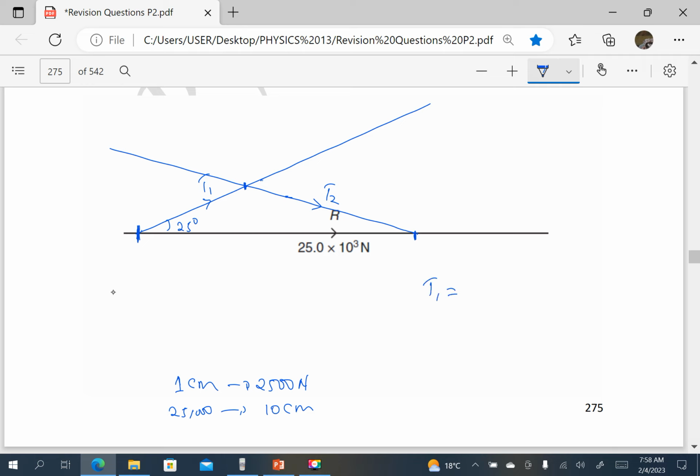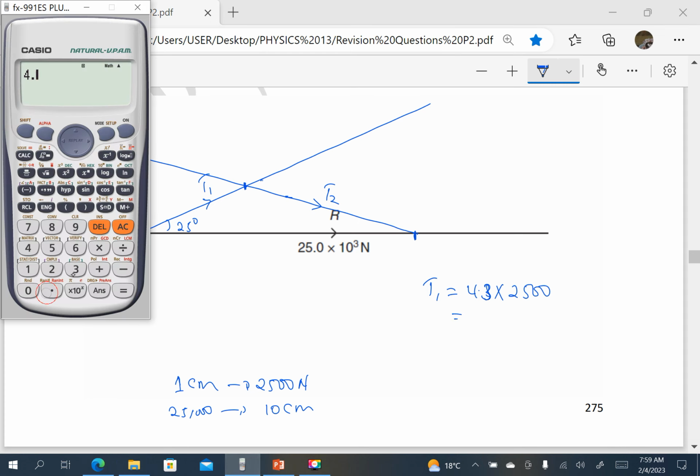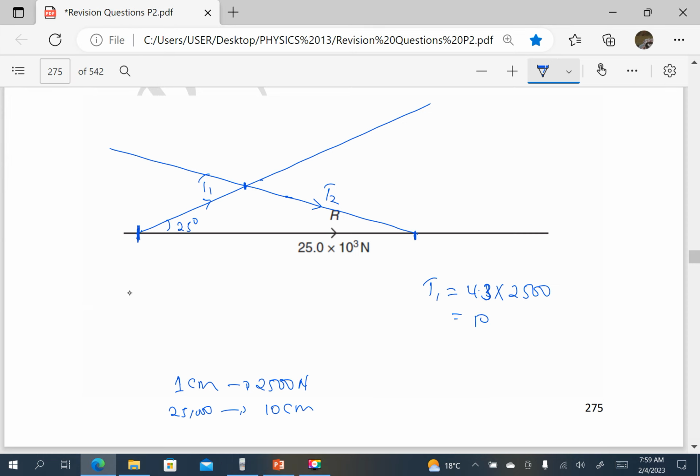So T1 is going to be equal to the length multiplied by the scale. Let me measure the length only for the triangle. That is 4.3, so T1 is 4.3 centimeters, then times the scale, which is 2,500. That is 4.3 times 2,500, which is 10,750 newtons. Then I can also find T2.